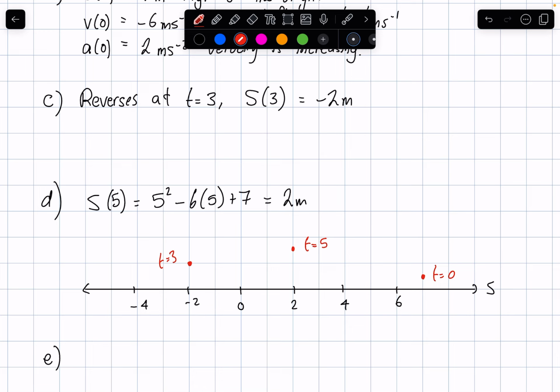And now we just draw a nice curve between those points. So I'm going to draw a nice straight line to about there, then get my curve, and then a nice straight line to there. And that maps the displacement across time in the first 5 seconds of my object.